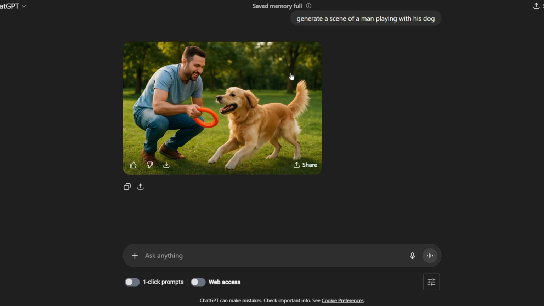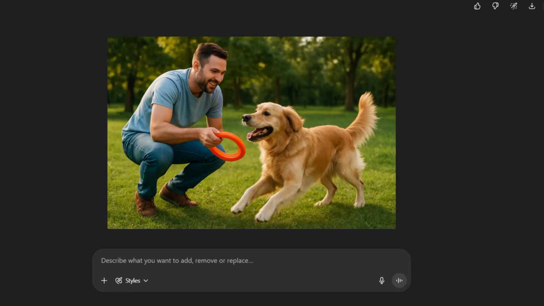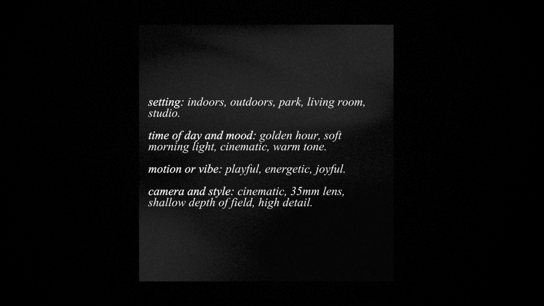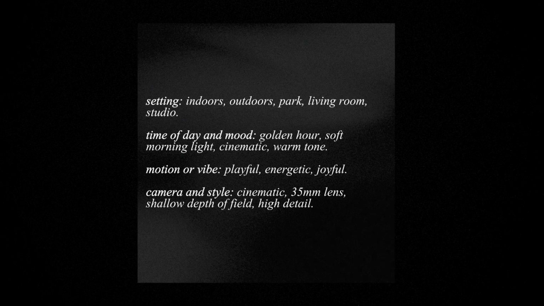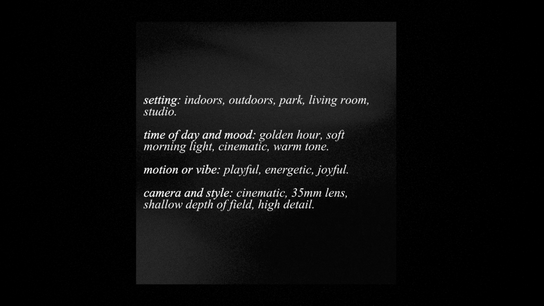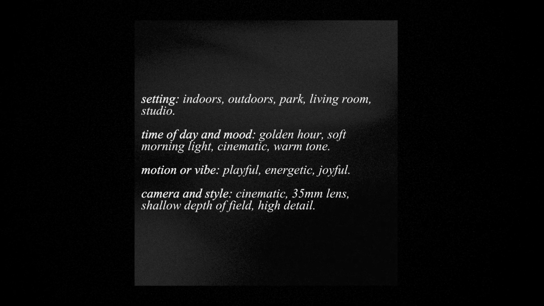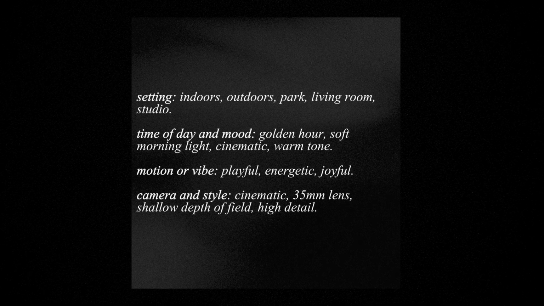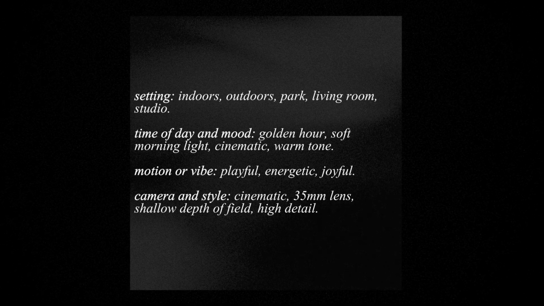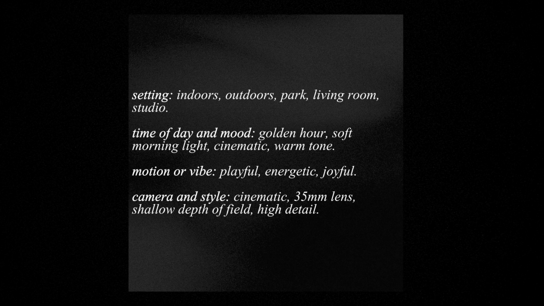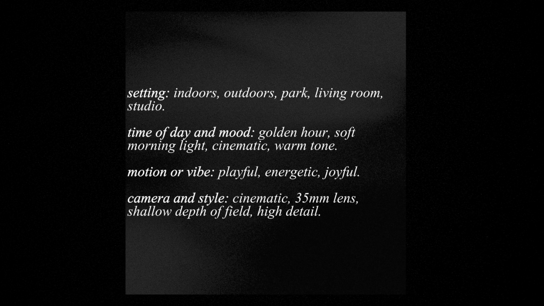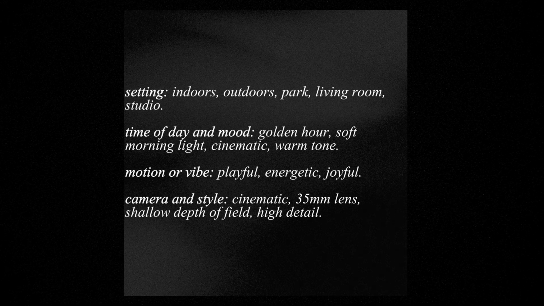But listen, this is where you can really level up your results. If you spend a tiny bit more time on the prompt, you'll get way better images. For example, to get better cinematic images, you can be specific about the setting: indoors, outdoors, park, living room, studio. Add time of day and mood: golden hour, soft morning light, cinematic, warm tone. Describe motion or vibe: playful, energetic, joyful. Mention camera and even style words: cinematic, 35mm lens, shallow depth of field, high detail.